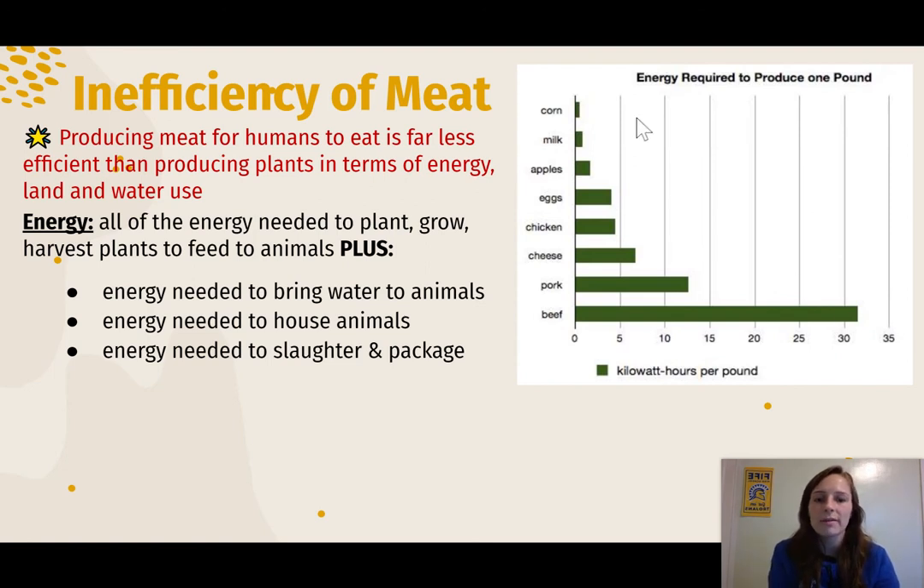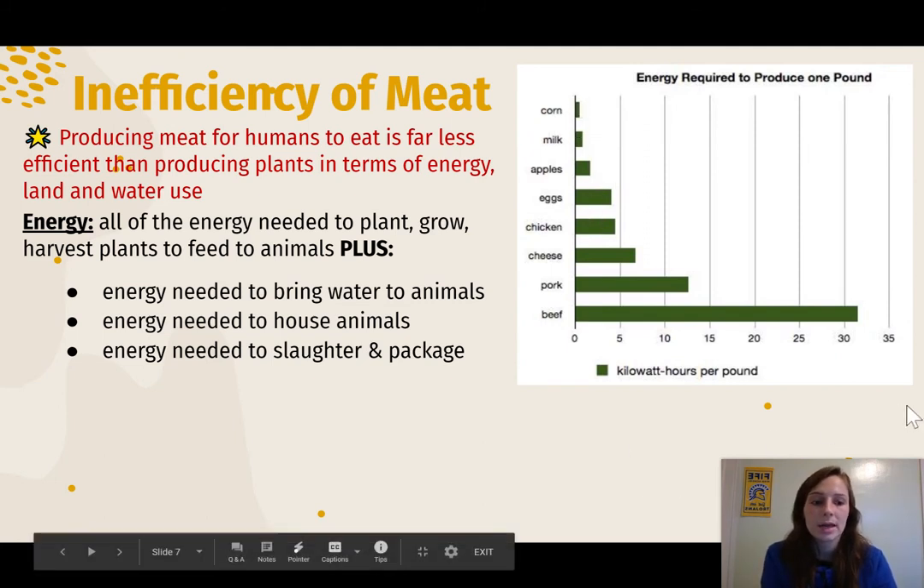If you look at this graph here of the kilowatts per hour per pound, basically the energy that is required to produce 1 pound of beef is going to take way more than pork. But ultimately down here, if we're just looking at like corn and apples, which are plants, they take way less energy.